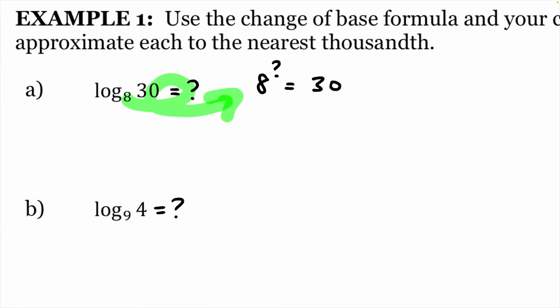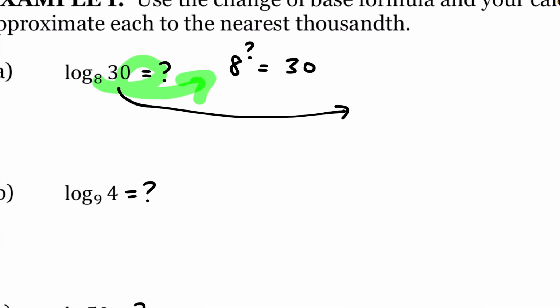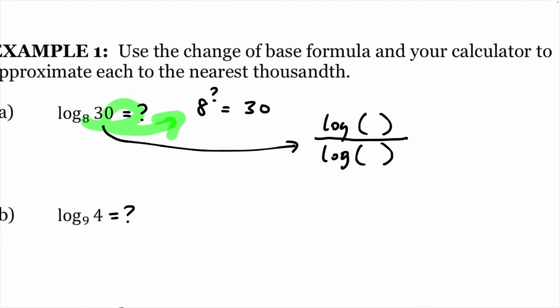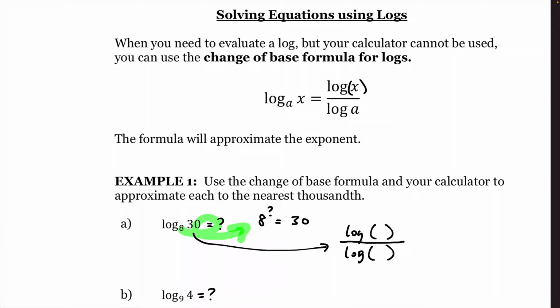1 is 8 to the first power is 8. 8 to the second power is 64. It's kind of in between those two. So that's as far as we could go, right? Well, now using the calculator, we can actually get closer. Okay? So instead, what I'm going to do is I'm going to use the change of base. So log answer over log base.